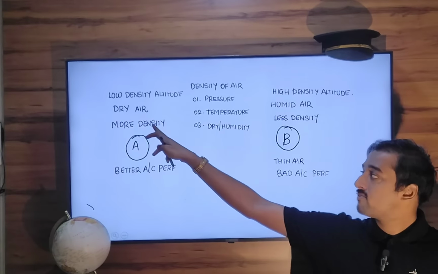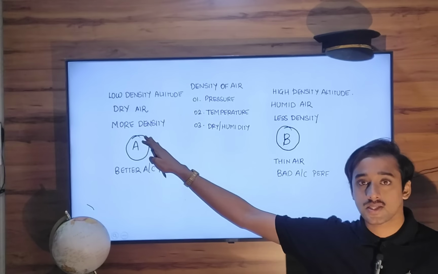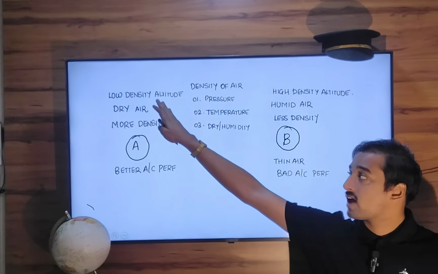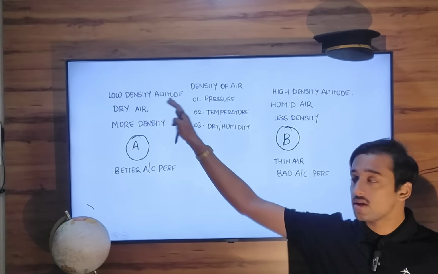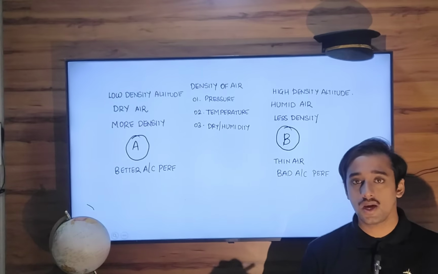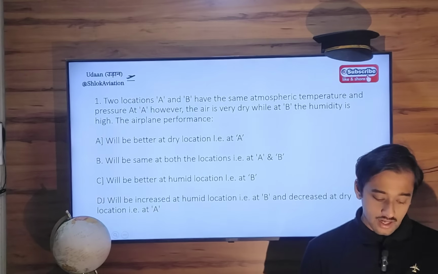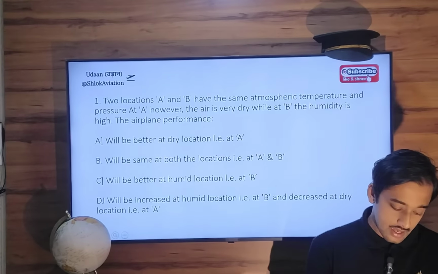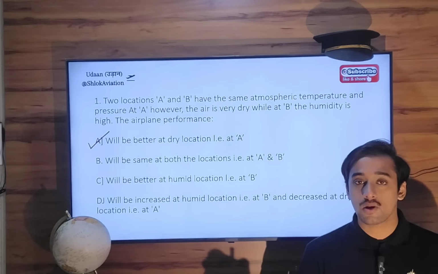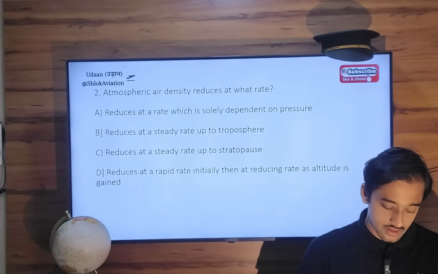Now, when we have greater density of air, we can also express that as flying at low density altitude. Less density of air means we are flying at high density altitude. So the correct option will be what? The performance of aircraft will be better at dry location, that is at location A. Let's go to the next question.